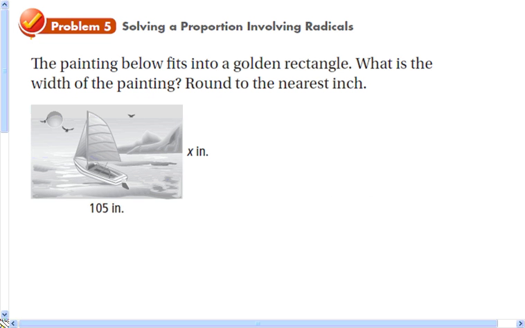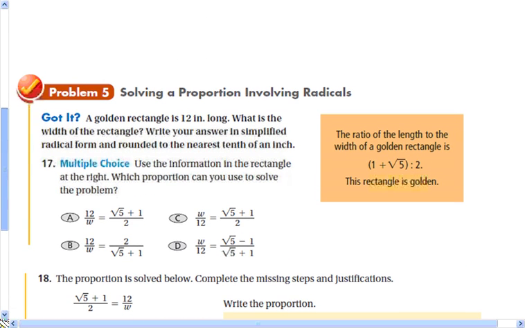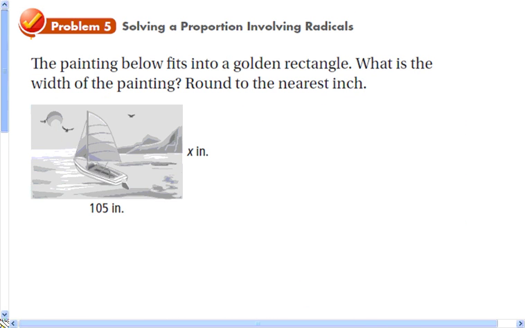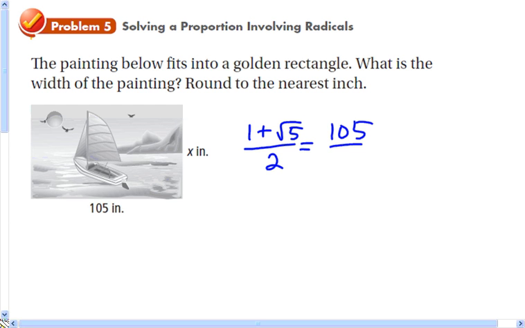Okay, so we're going to use some of our strategies here to solve this whole problem. Painting below fits into a golden rectangle. What is the width of the painting, rounded to the nearest inch? Well, it turns out that the golden rectangle is this, or the golden ratio. It's 1 plus square root of 5 to 2. So if the side lengths are in that proportion, that means that 1 plus the square root of 5 over 2 is equal to, and 1 plus the square root of 5 is the longer side, so that's going to be my 105 over x.